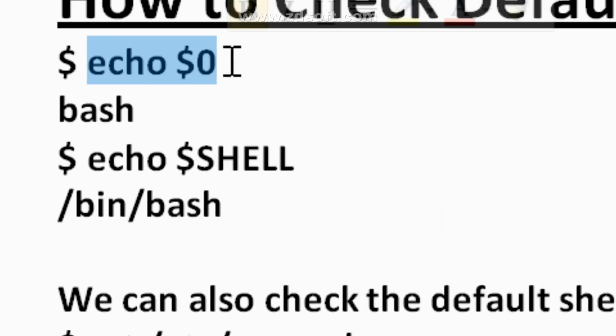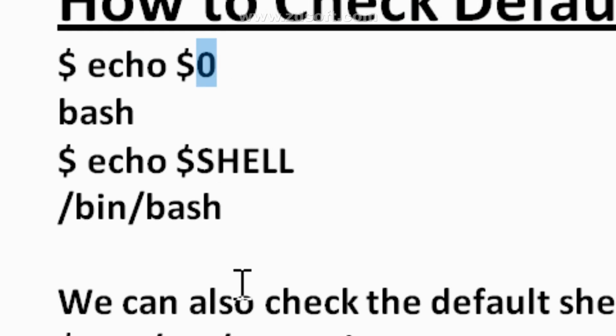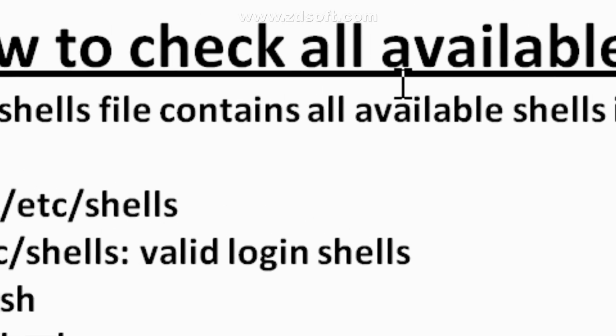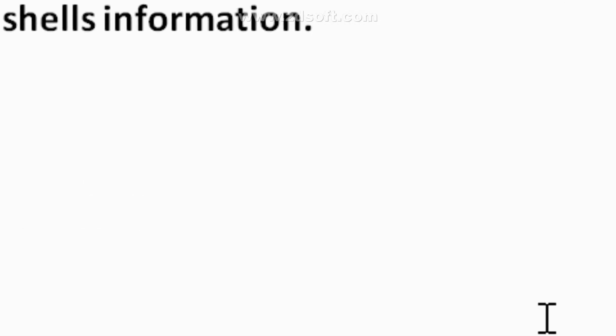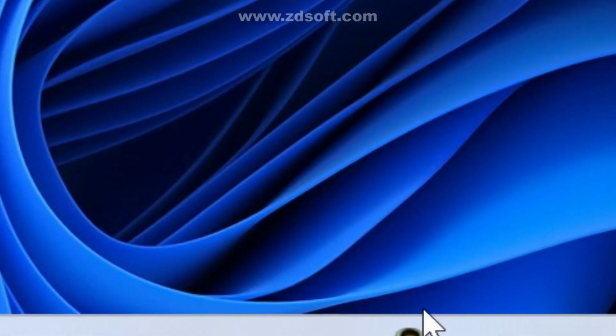Okay. Now echo $0 means we'll get the default shell printed. Now see here, to check all the available shells in our system. What shells are available? How many types of shells are available in our operating system? So this is the command. What is the command?